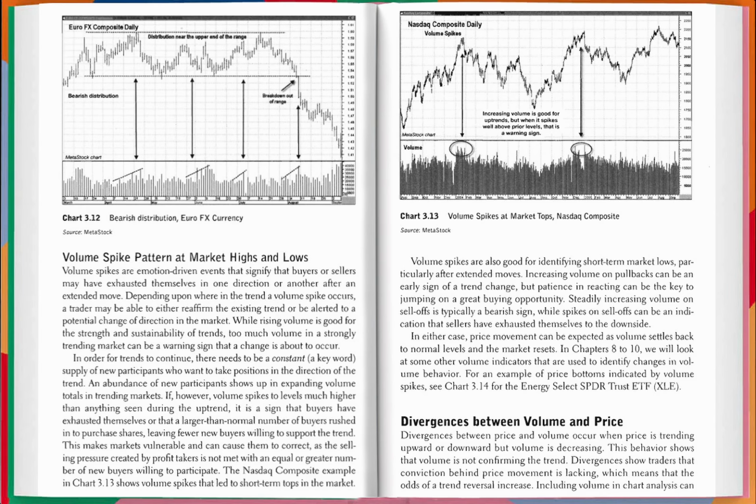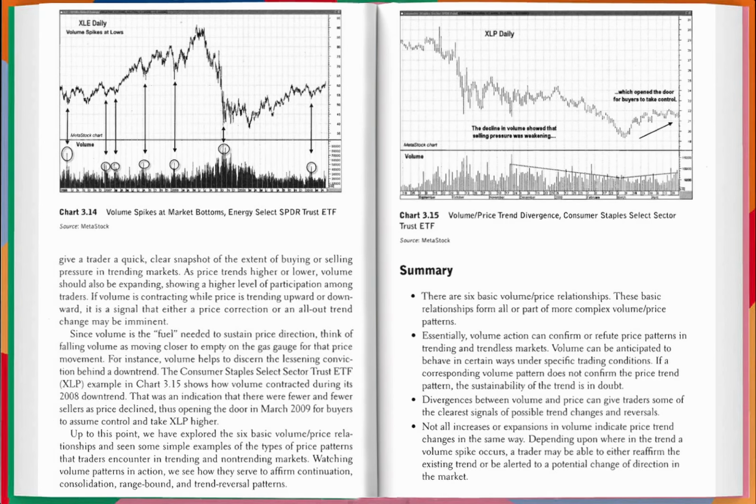Including volume in chart analysis can give a trader a quick, clear snapshot of the extent of buying or selling pressure in trending markets. As price trends higher or lower, volume should also be expanding, showing a higher level of participation among traders. If volume is contracting while price is trending upward or downward, it is a signal that either a price correction or an all-out trend change may be imminent. Since volume is the fuel needed to sustain price direction, think of falling volume as moving closer to empty on the gas gauge for that price movement.